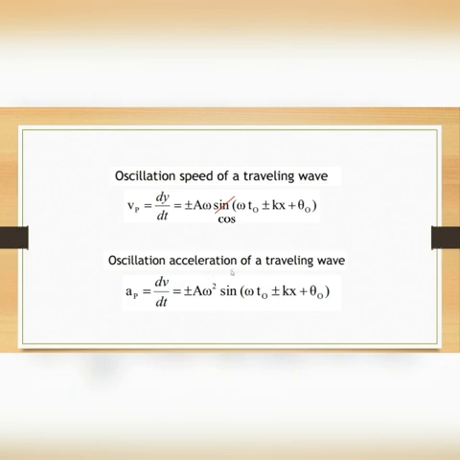And the oscillation acceleration of a traveling wave is equal to the first derivative of oscillation speed, which is equal to a times omega squared times the sine of theta. The theta is omega t0 plus minus kx plus theta 0.